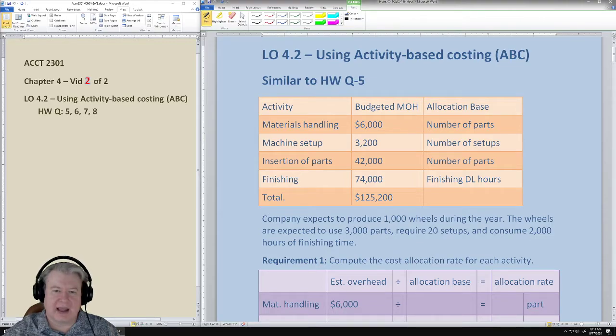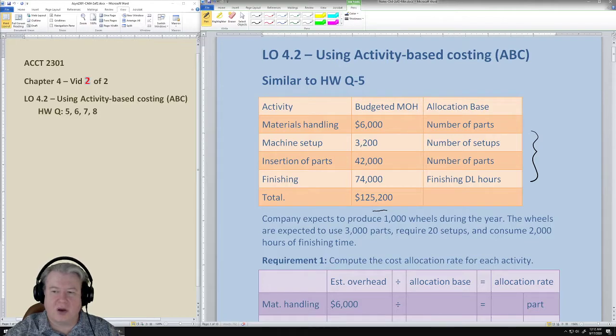given to us, and it's talking about, okay, well, here we've actually got 4 activities. So rather than just having one manufacturing overhead base, we've got 4 here. So if we notice, our total manufacturing overhead is $125,200. Now we have a couple of other things. Produces 1,000 products. These require parts, setups, and hours. And if you notice here, we've got parts, setup, and hours.